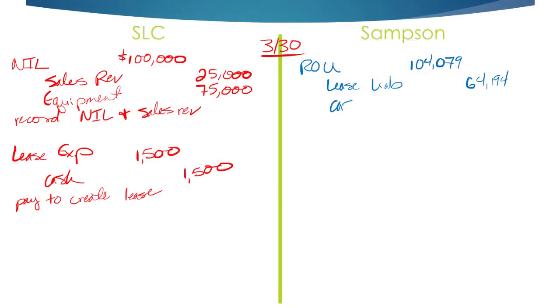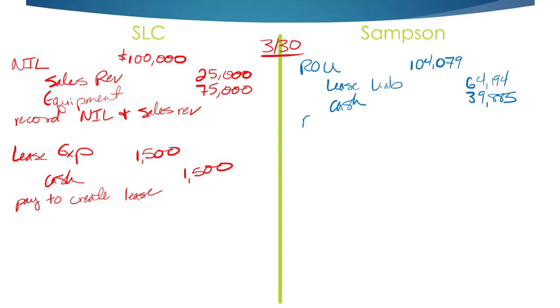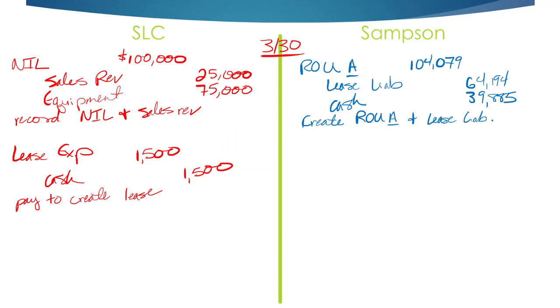And then I paid cash of $39,885. That's $34,885 to the lessor and $5,000 in closing costs and other initial direct costs, so lawyer fees, etc. This is to create the right of use asset. Oop, I should put asset up here too. And my lease. And that's March 30th.